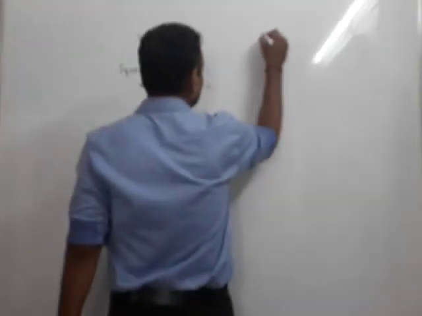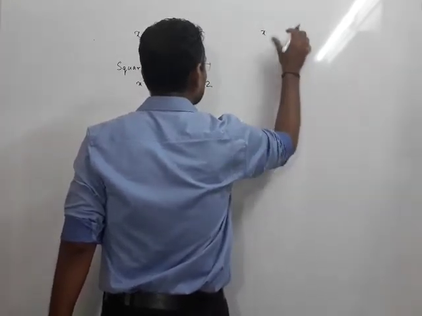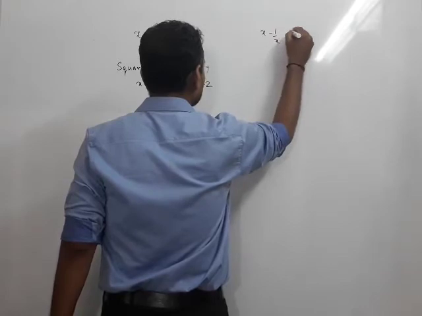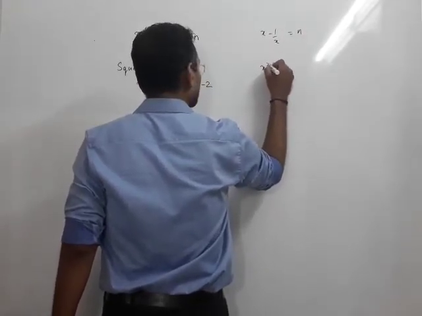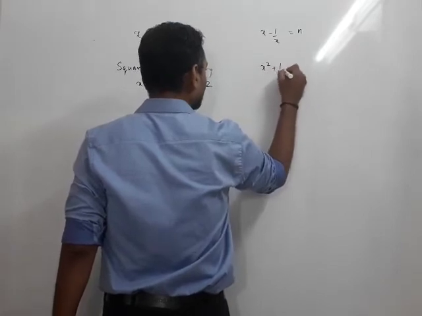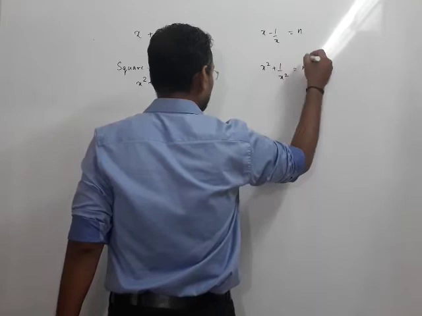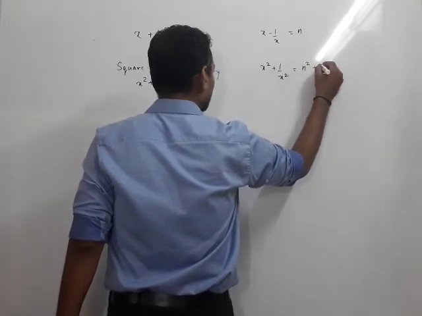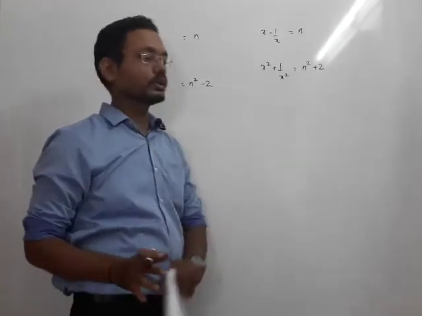Similarly, if x minus 1 by x is given as n, then x square plus 1 by x square, it will again be plus only. The only thing is that the middle term will go there, and it will become plus 2. This is all we know, we have been doing.